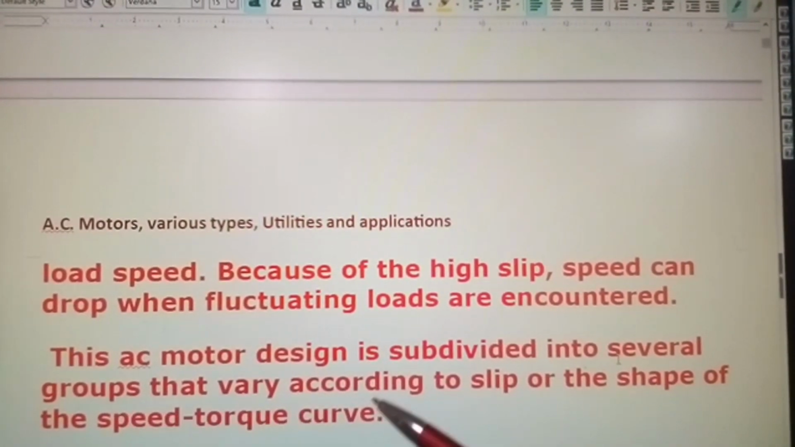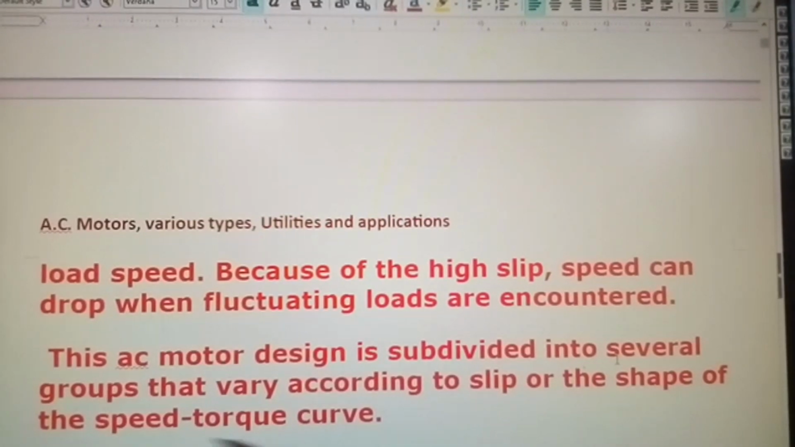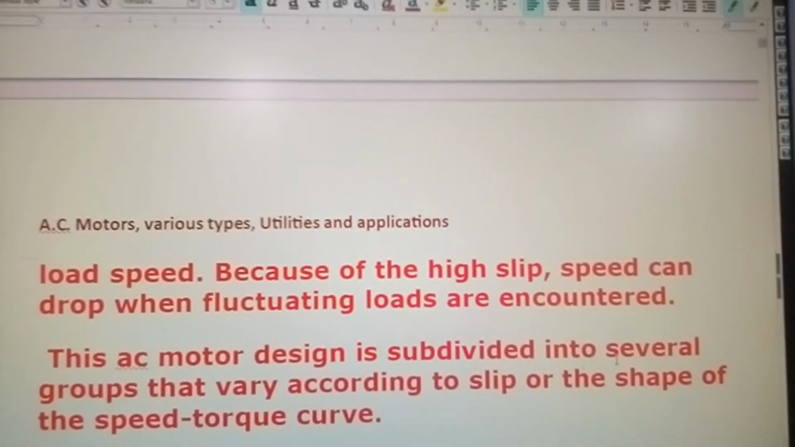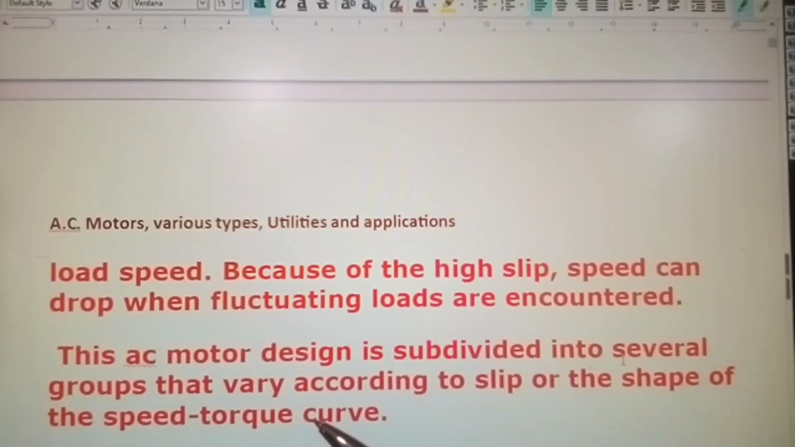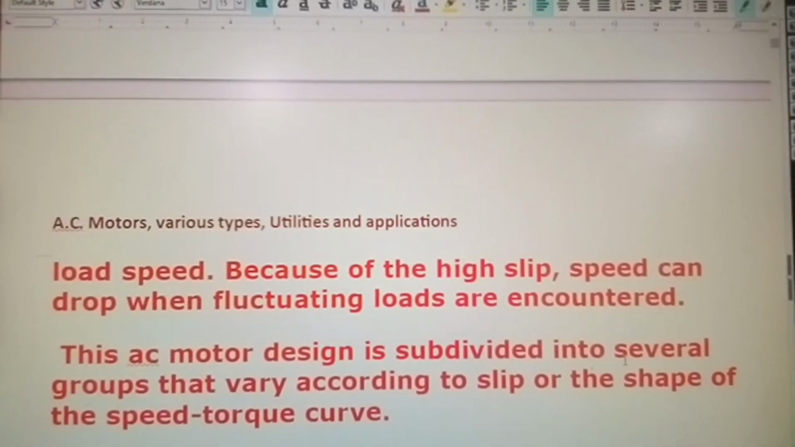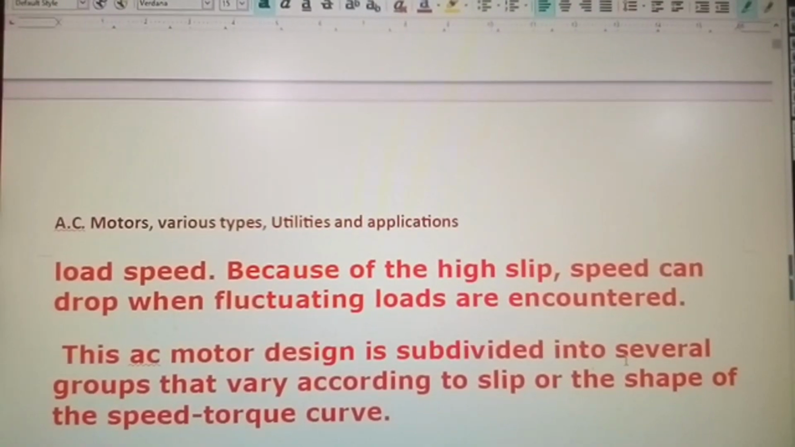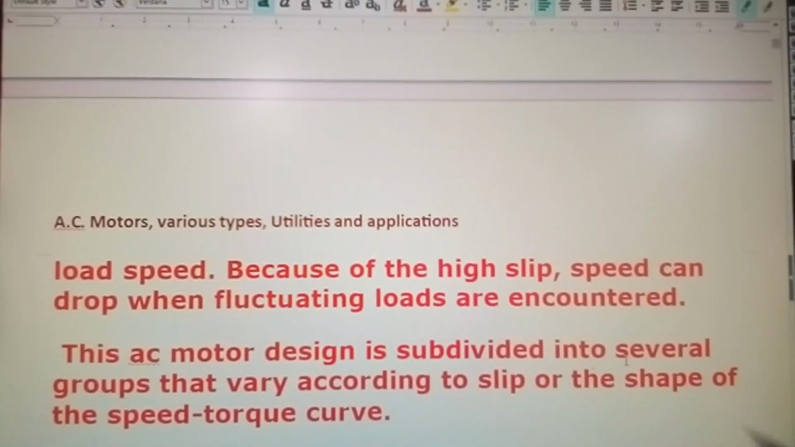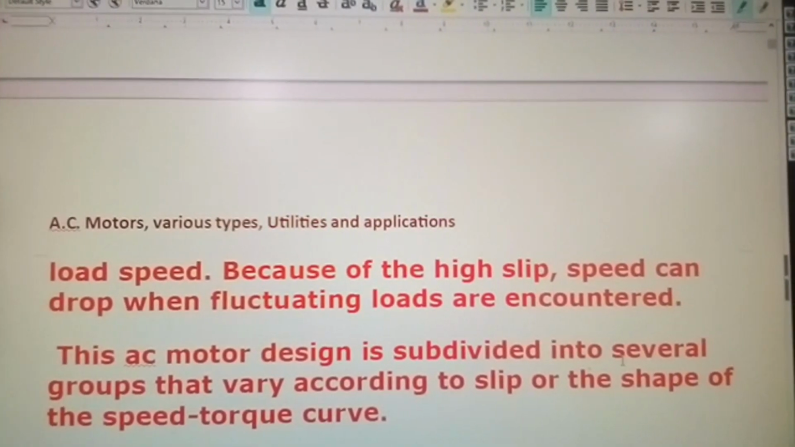This AC motor design is subdivided into several groups that vary according to slip or the shape of the speed torque curve. Now, when we look at the speed torque curve, I'm going to show you that later on. You can see how, as you apply torque, the speed drops off. Okay, it just begins to drop off.